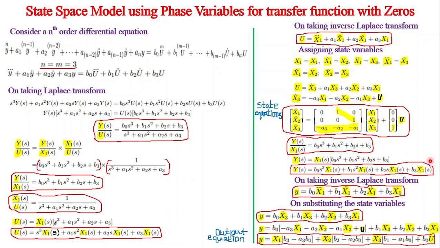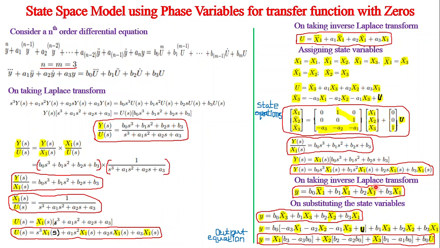If we take the inverse Laplace transformation of this, s cube x1 of s will become x1 triple dot, s square x1 will become x1 double dot, s x1 will become x1 dot, and x1 is x1. Therefore, instead of y equal to x1 as in the transfer function without zeros, here we have y in terms of x1 and its derivatives. There y is simply x1. So here y is written in the form of x1 and its derivatives.